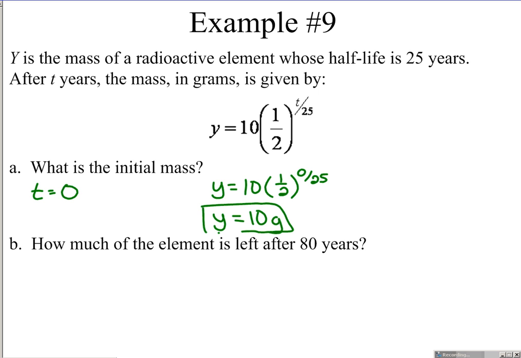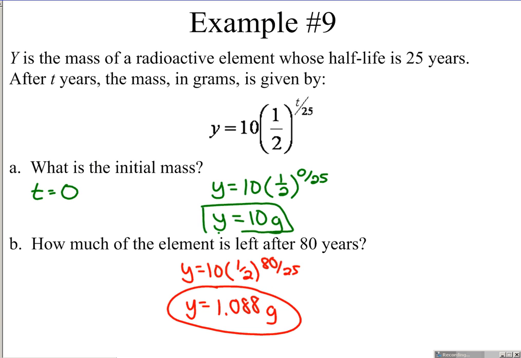How much of the element is left after 80 years? So now 80 years have gone by. We want to know how much of that 10 grams is going to be left. y equals 10 times 1/2 to the 80 over 25 power. Plug that into your calculator. Now we're back to rounding to 3 decimals. So 1.088 grams would be left after 80 years.